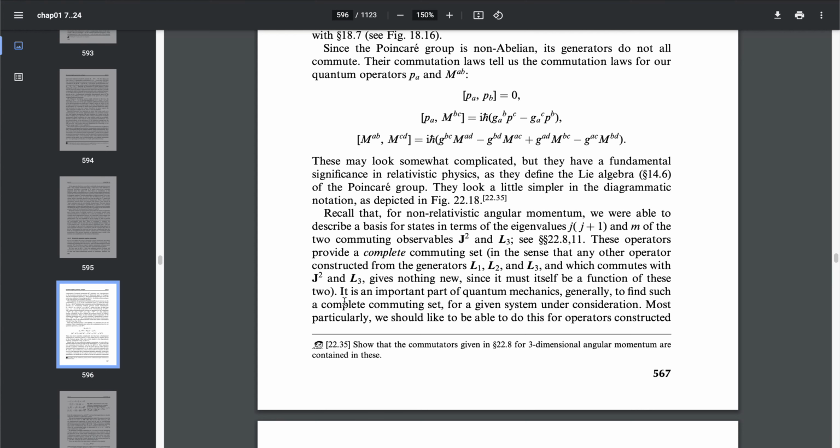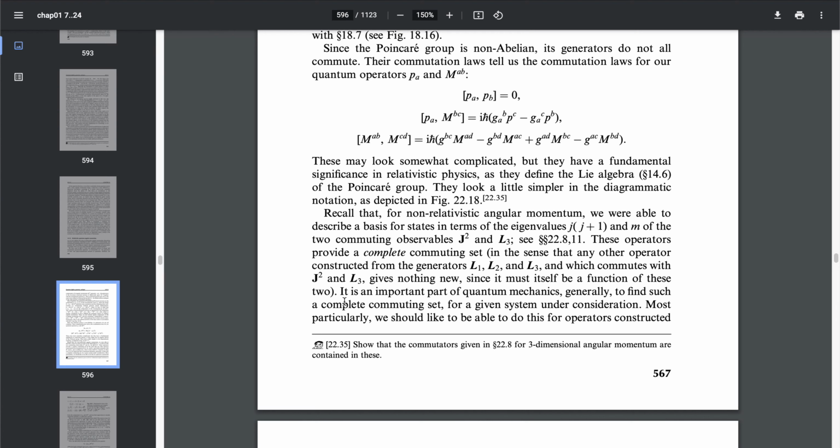So this is what I'm talking about with doing the row operations: you just put together these matrices for J squared and L3. And then if you do any sort of elementary row operations, things that preserve the determinant, as long as you do any of those sorts of operations, you'll have the same basis. So basically you'll have the same set of eigenstates, right? Right.